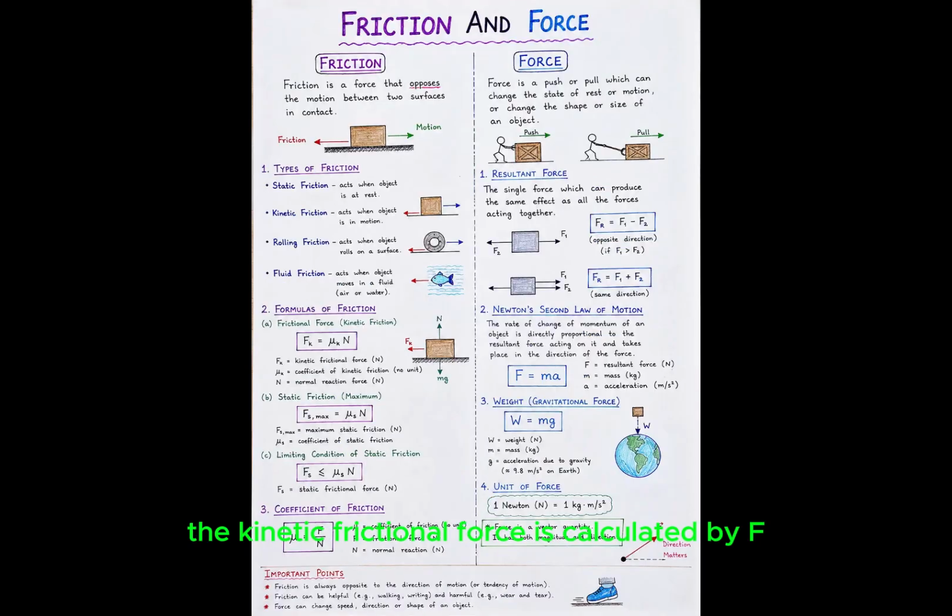The kinetic frictional force is calculated by F_k = μ_k N. The maximum static friction is F_s(max) = μ_s N. Here, μ is the coefficient of friction and N is the normal reaction force.